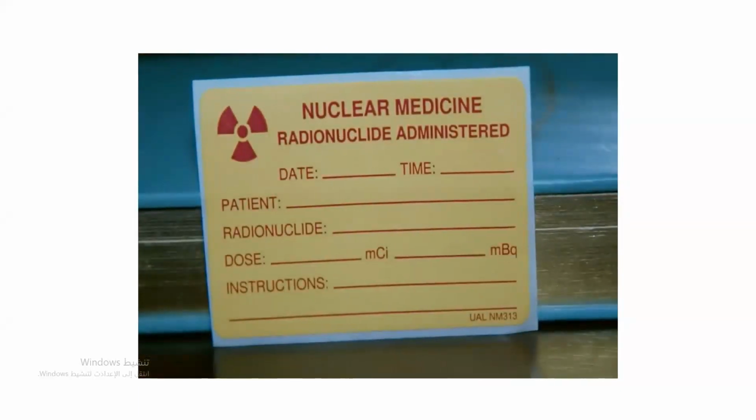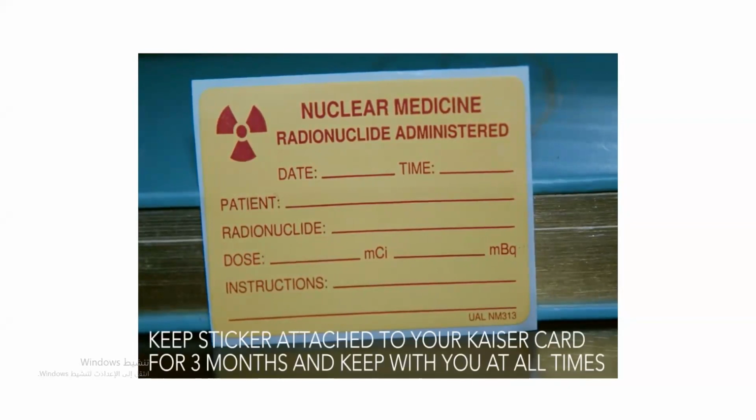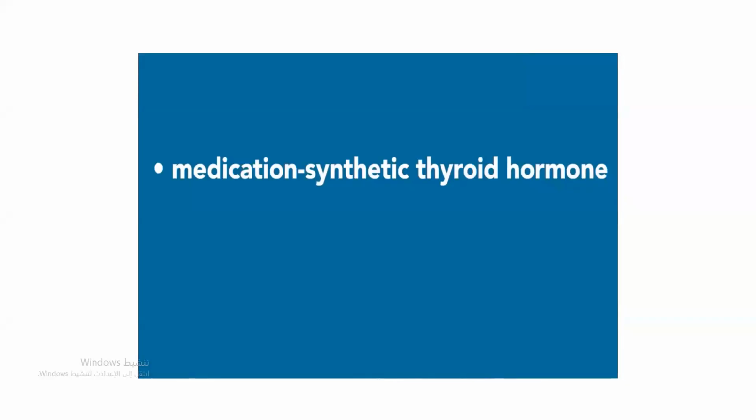Your doctor will place a small yellow sticker on your Kaiser card indicating the date of your treatment and the dose of iodine-131 given to you. You will need to keep this sticker attached to your Kaiser card for 3 months, and remember to keep the card with you at all times. If you are not already taking thyroid hormone, your doctor will prescribe the medication to be filled at the local pharmacy. The medication is a synthetic version of thyroid hormone and takes the place of natural thyroid hormone once the thyroid has been removed.